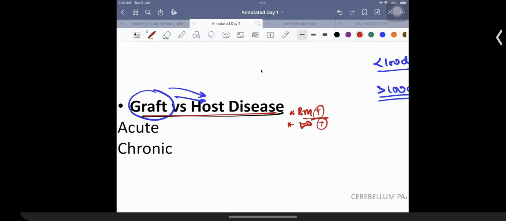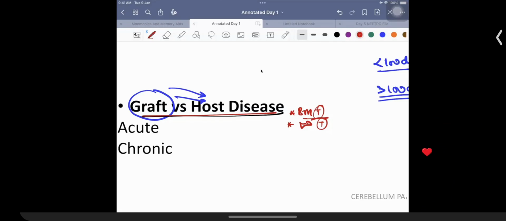Right? Which is the type of graft which is going to have the maximum chances of survival? In case of solid organs, kidney transplant. Kidney transplant, maximum chances of survival. Which type of graft is going to have the lowest chances of survival? Pulmonary transplant.